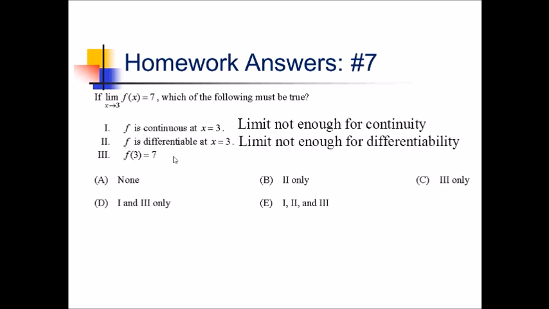f of 3 equals 7. Well, this one seems like it ought to have a shot. But here, this also breaks down. We could have a hole at this value, as long as the function is approaching 7, the closer we get to x equals 3, we still have a limit at 7. So the limit's not enough for equality, it just says you're going towards 7, not necessarily getting there.